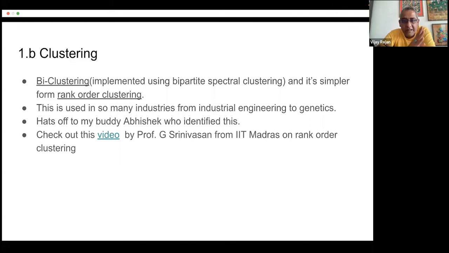This is used in so many industries, from industrial engineering to genetics. Even biotech uses bi-clustering quite a bit, and even for diagnosis of patients. Imagine, instead of drivers and customers, you have diseases and conditions of people: diabetes, blood conditions, deficiencies, and so on. So you'll get those clusters where conditions and diseases match.